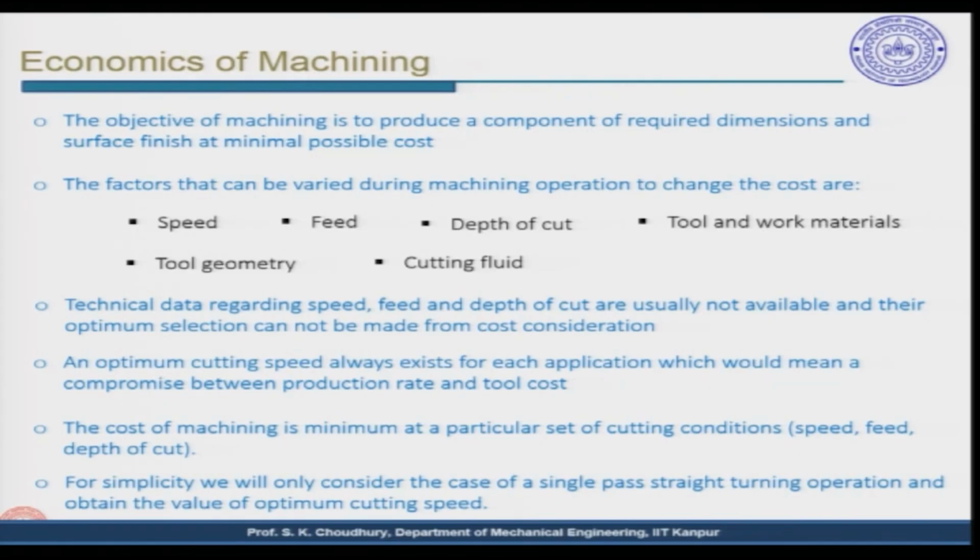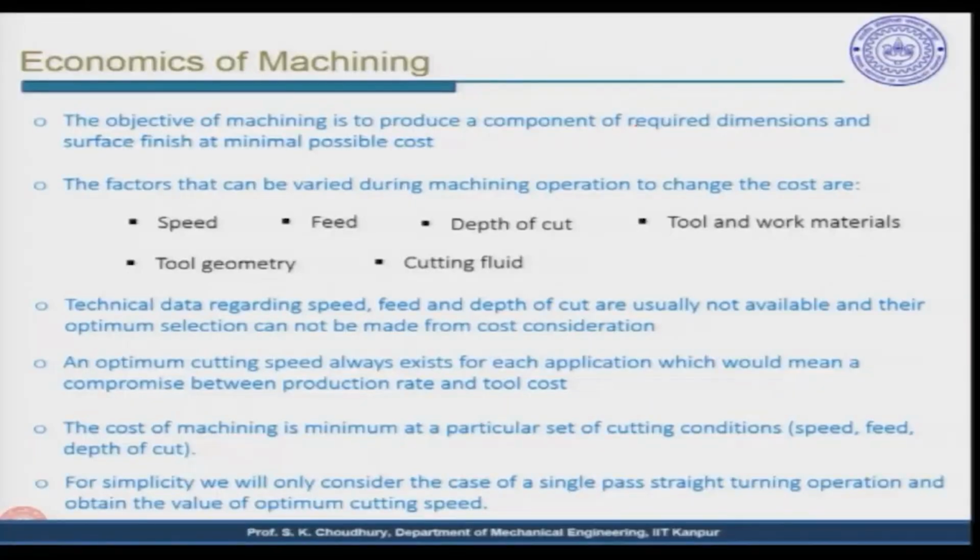Next topic will be economics of machining, and economics of machining, as you understand, is one of the most important factors in machining, because in the definition of machining we said earlier that we get a final component with the shape, size, finish and accuracy. What we have not mentioned is that our aim also should be to make a component with a minimum cost or with the optimum cost.